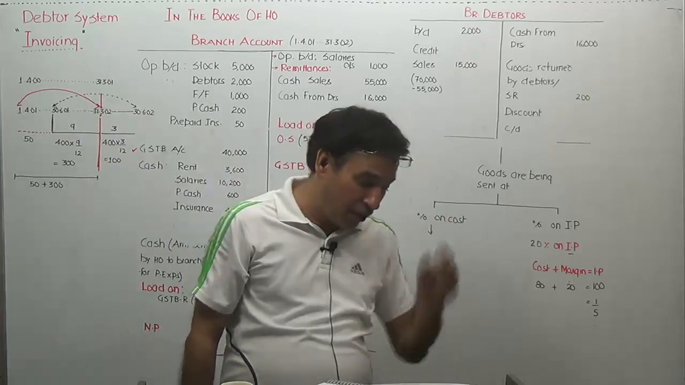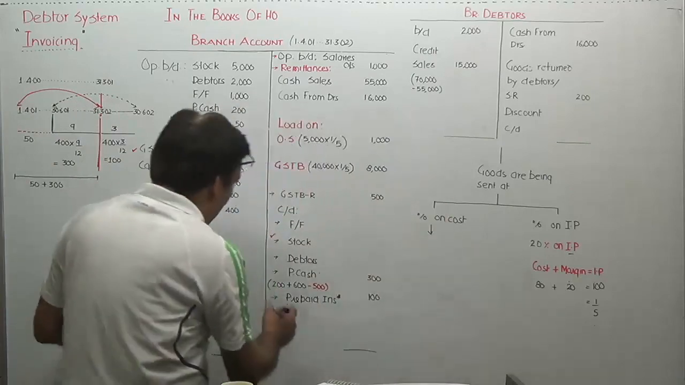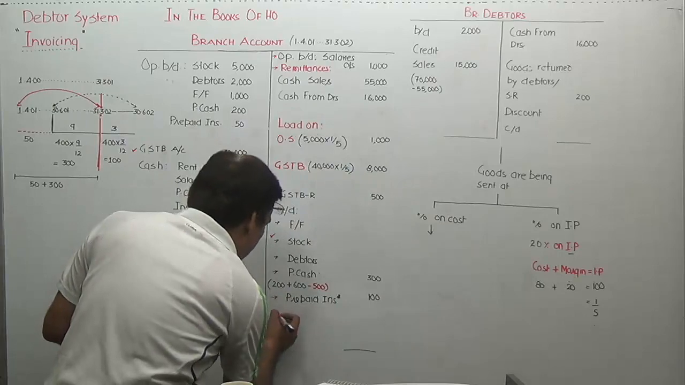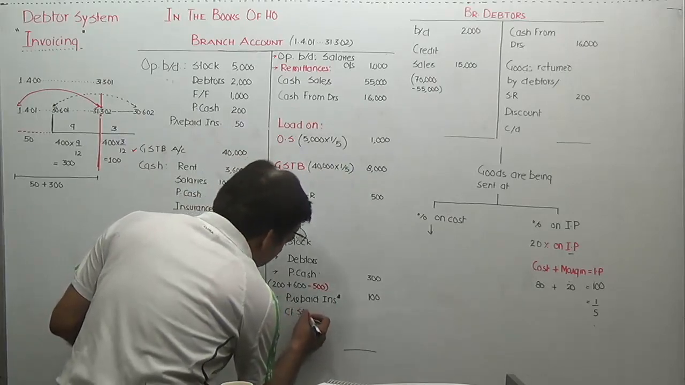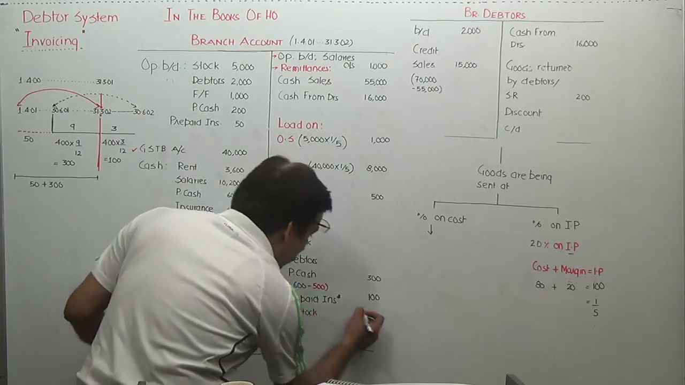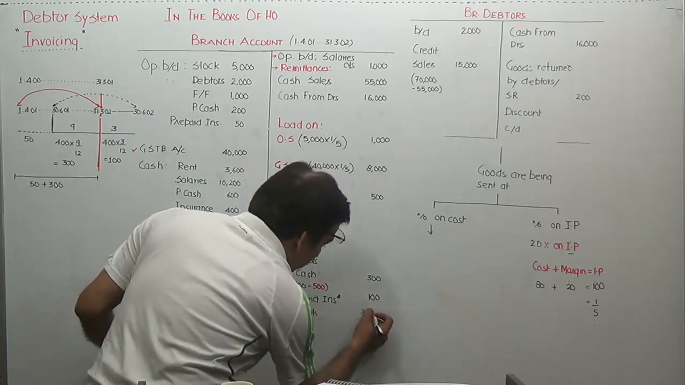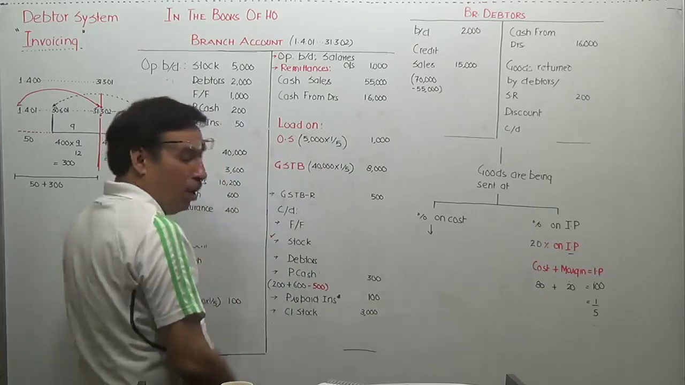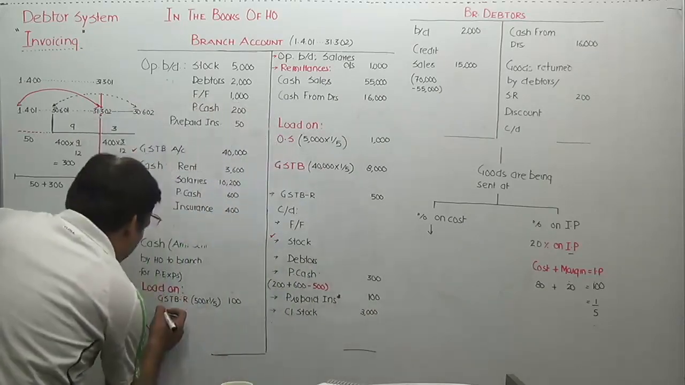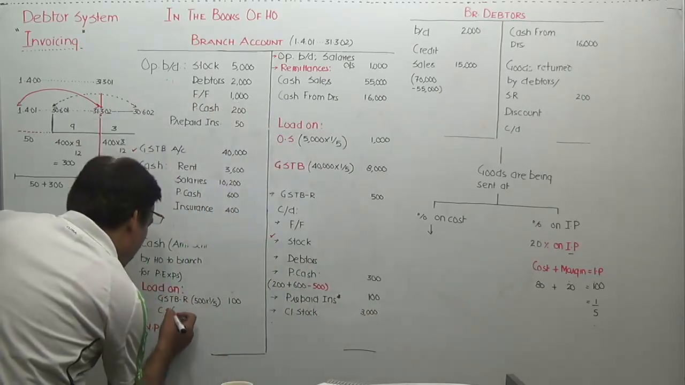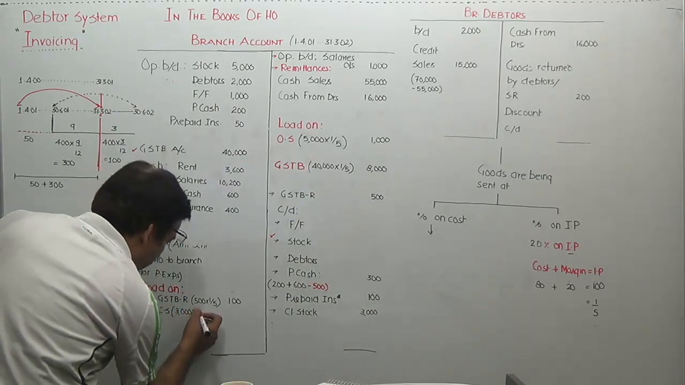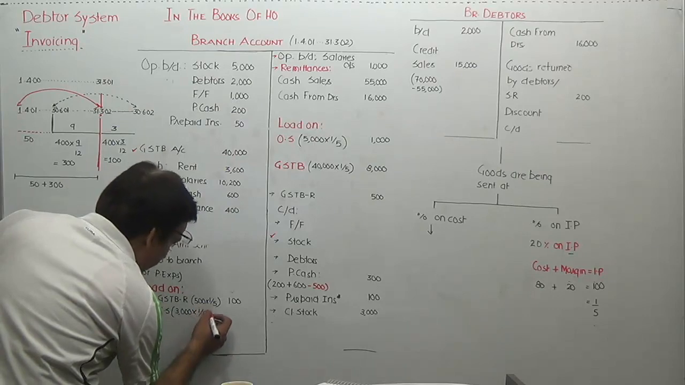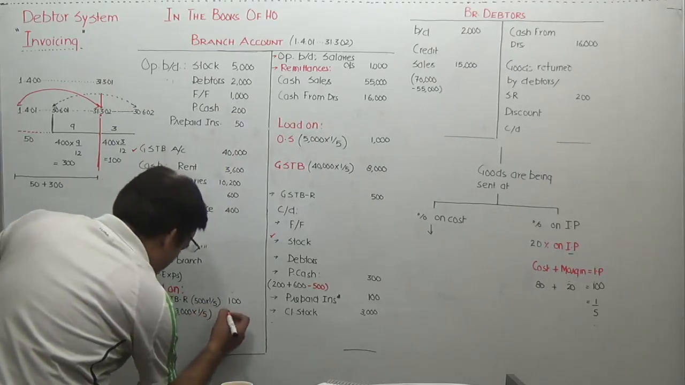Now the next point is stock, that is 3,000. So we are going to write here closing stock 3,000. Closing stock 3,000, and closing stock will be written here as 3,000 into 1/5, that is equal to 600.